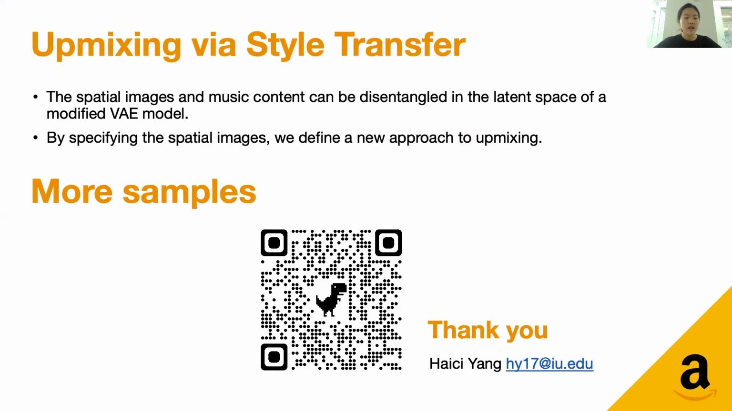To conclude, the spatial information and music content can be disentangled in the latent space of a modified VAE model. And by specifying the spatial images, we define a new approach for upmixing that can be done through style transfer or randomly sampling from the VAE's latent variable. We posted the 5-channel audio samples on our website. Please check them out and listen to them with your 5-channel music device.